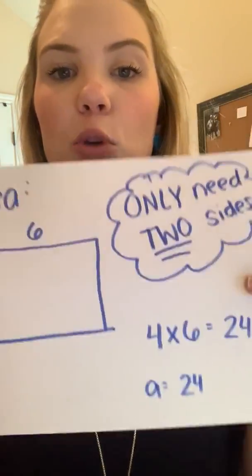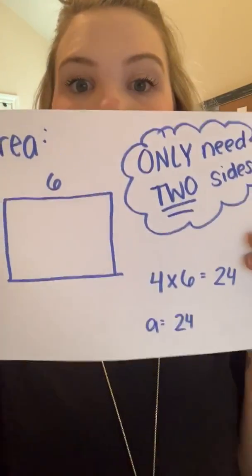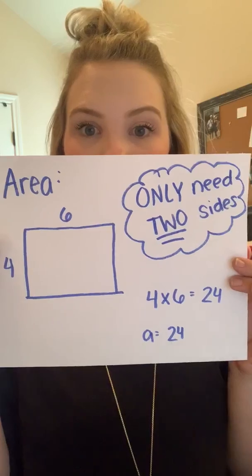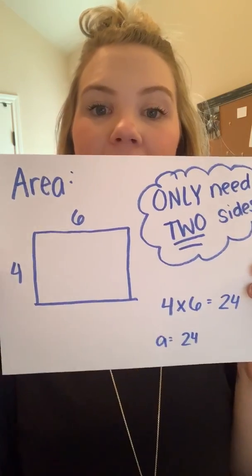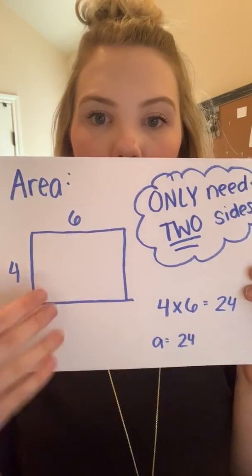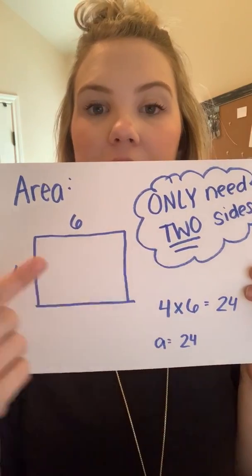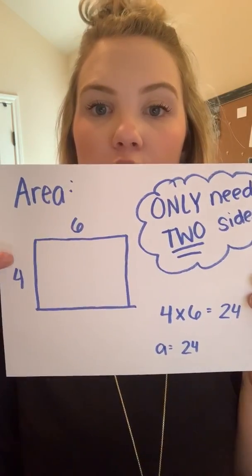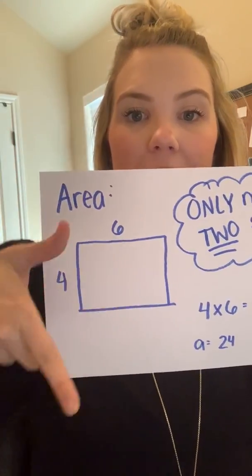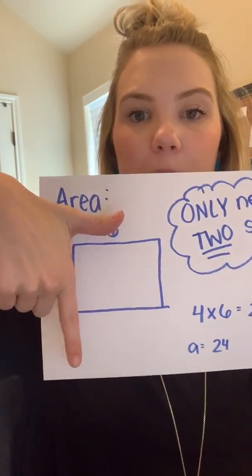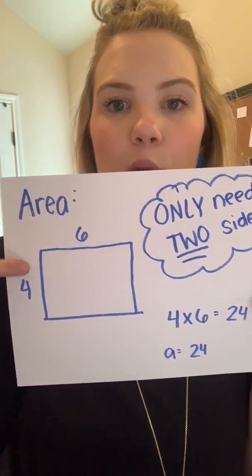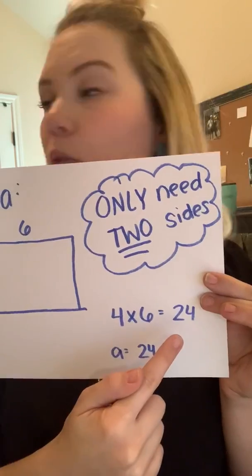Now there are some important things to remember. For area, you only need two sides. Only need two sides, okay? So if it has all four sides labeled, you ignore the other two sides and you only use two sides. Remember, you're looking for that L shape. So here we would use 4 times 6 or 6 times 4 equals 24.